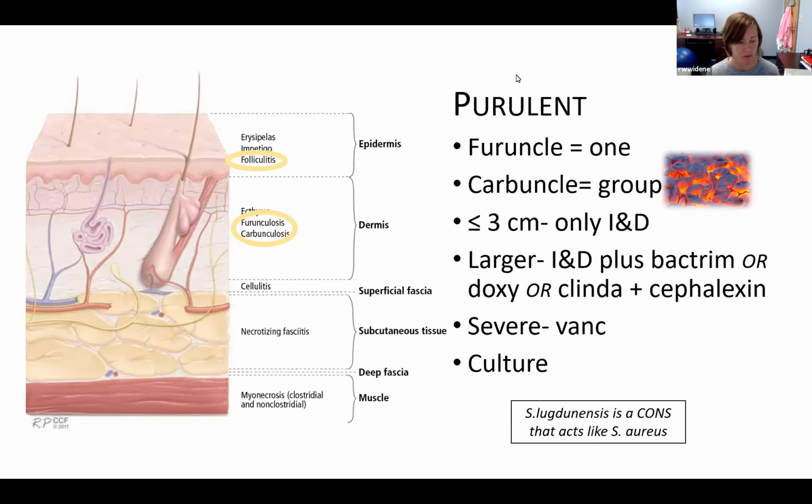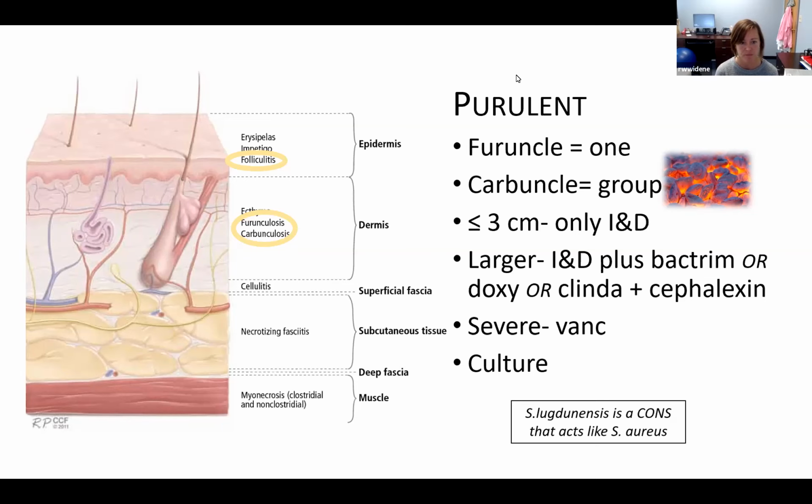Does anyone know why we would do Clinda plus cephalexin in our spectrum map? All right, I got questions coming up at the end of this talk, so y'all gotta look alive out there. Our MRSA sensitivity rate to Clinda is really good. Our MSSA sensitivity to Clinda is crappy, 74% sensitive, so that's why cephalexin is needed on board for the MSSA.